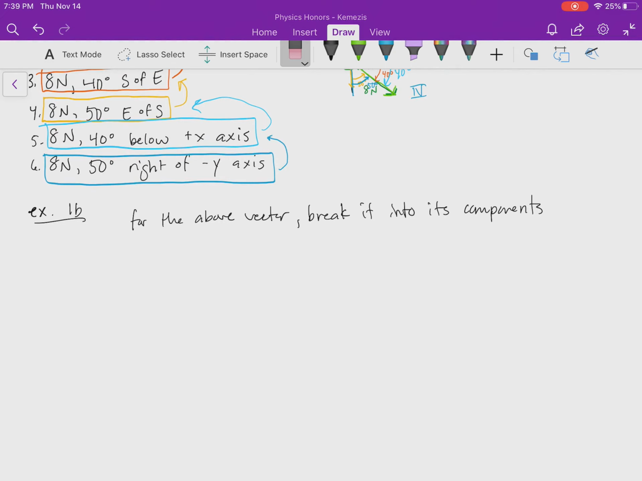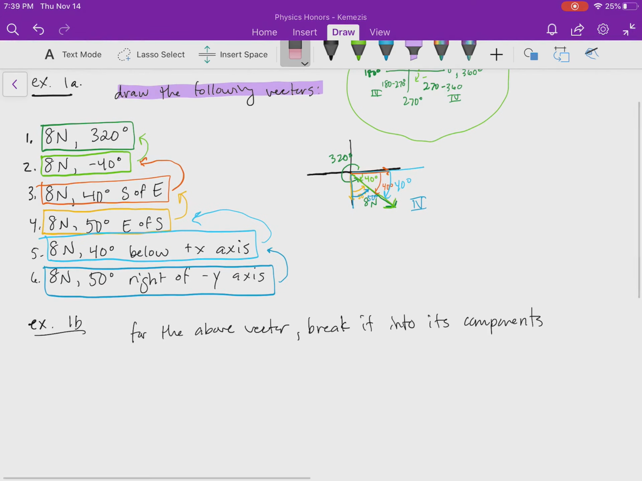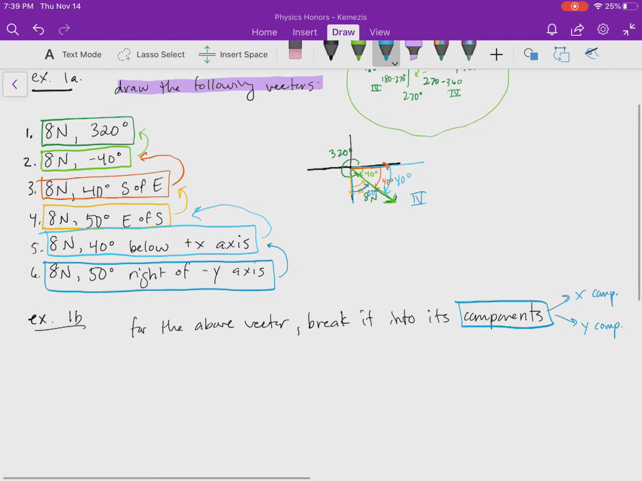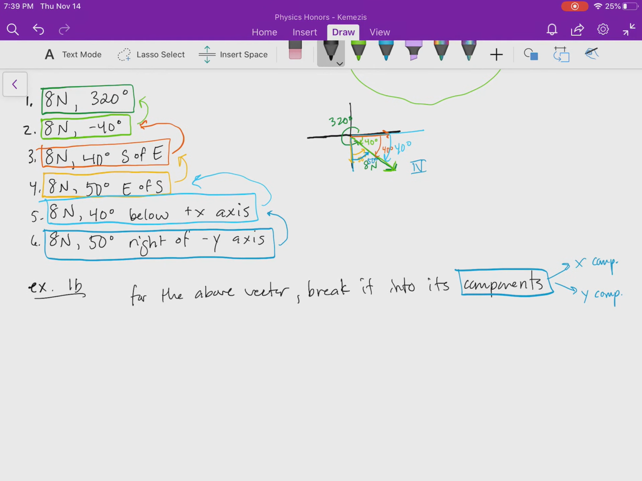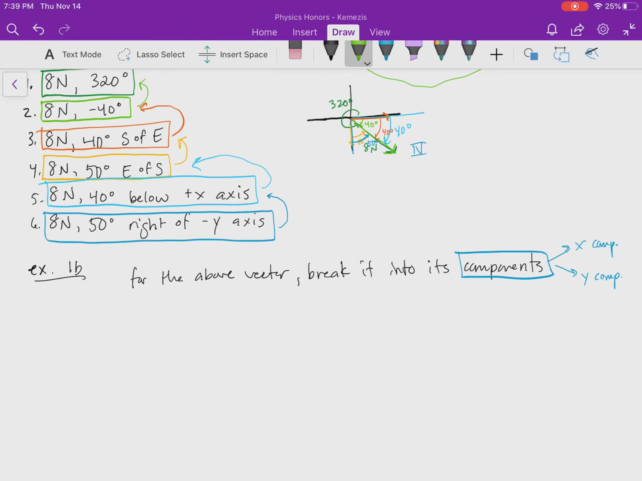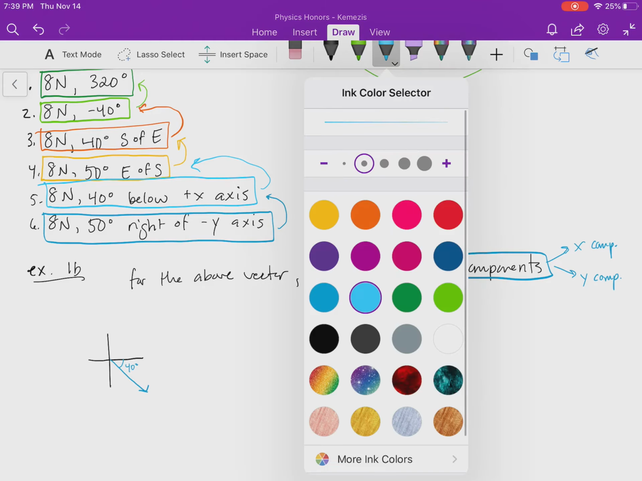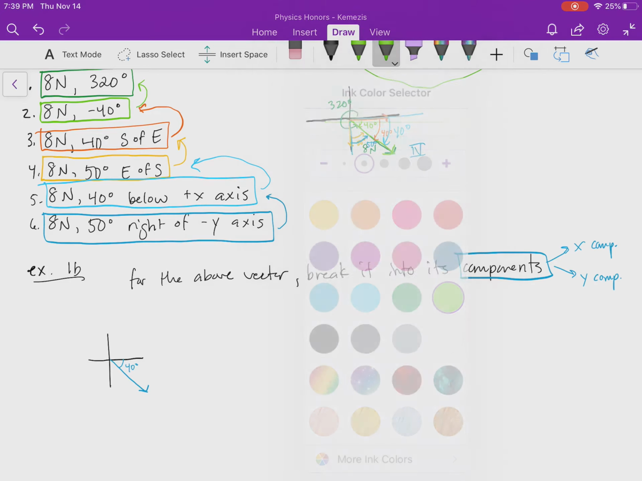So let's think about this, for example, 1b. So for the above vector, which we have already established that all of these vectors are the same vector, we want to break it into its components. And what it means to break into the components is find the x component and find the y component. And this is where we're using our trig. So however you want to draw your triangle, it is totally up to you. So here is our vector. And it doesn't matter if you use this 40 degrees or you come and use the 50 degrees. It will leave you with the same answer.